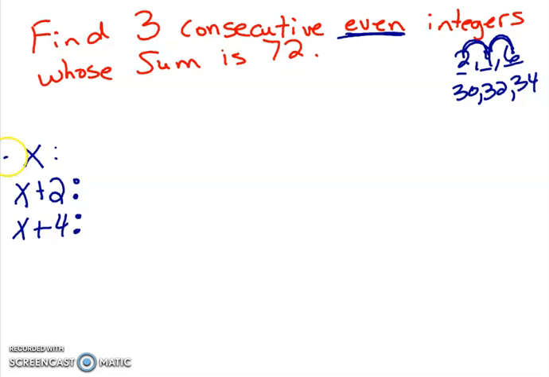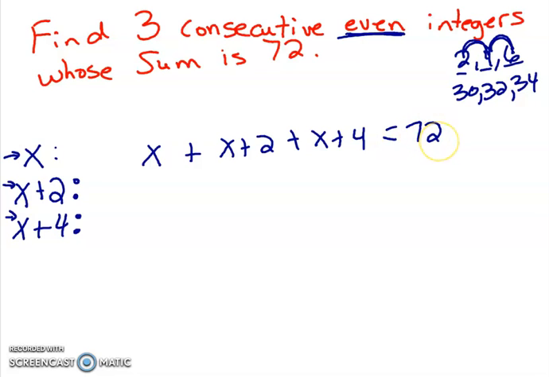This is my first number. This is my second number. This is my third number. Find 3 consecutive even integers whose sum, so I'm going to add all these together. So x plus x plus 2 plus x plus 4. I'm adding all 3 of those together, whose sum is 72.